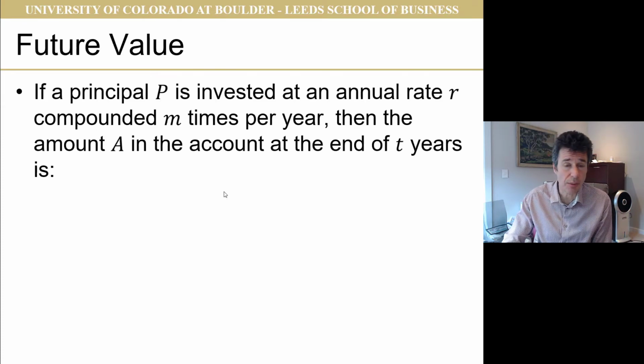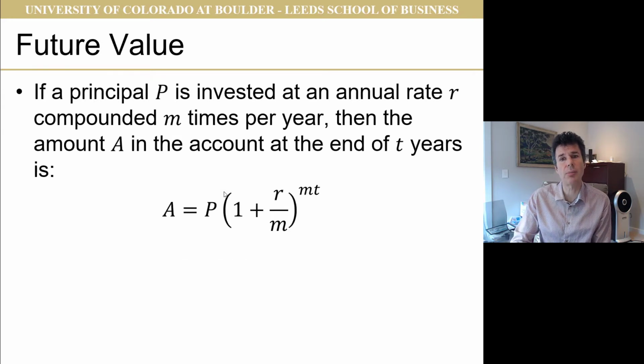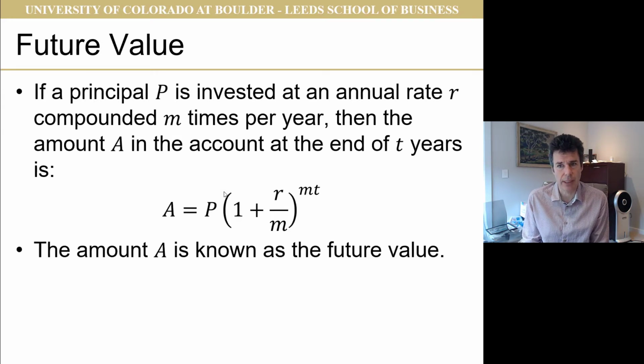Now, we talk both about future value and present value. If we have a principal P invested at an annual rate R, compounded M times per year, then the amount A, or future value of the account, at the end of T years is A equals P, the principal, times 1 plus R over M to the power MT.